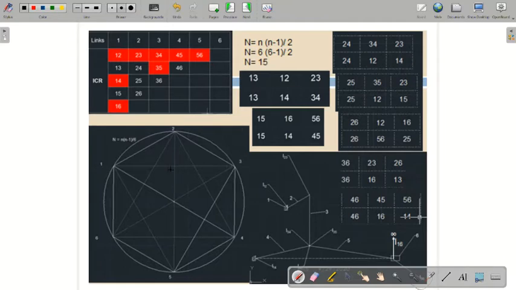Above this line 1 3 I can have a triangle 1 2 3 1. Similarly, below this line I can have one more triangle 1 4 3 1. So I have two triangles. In the previous problem itself I explained about it.